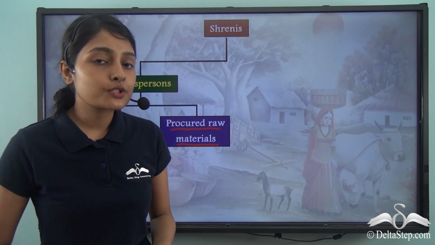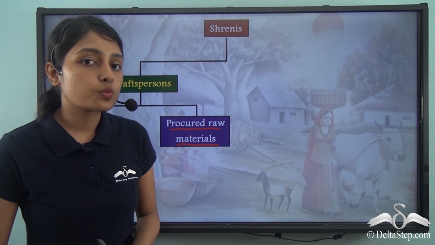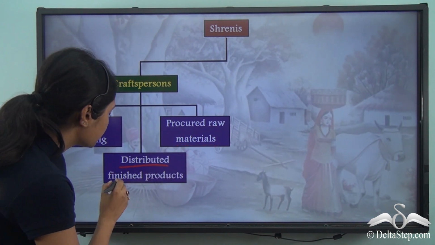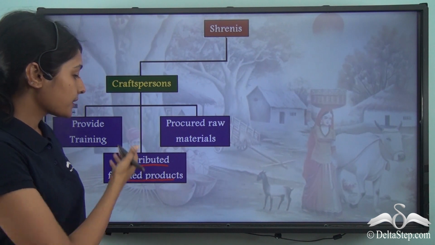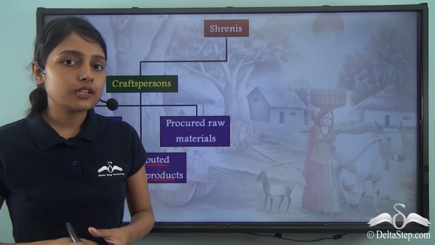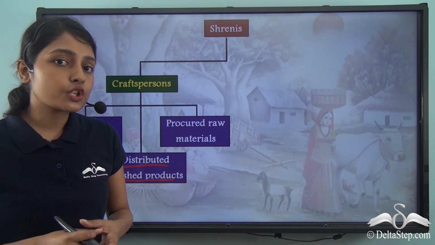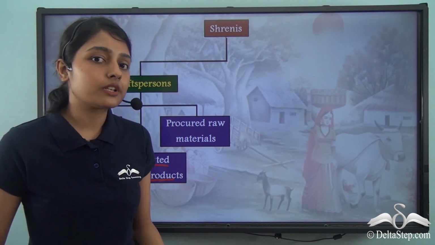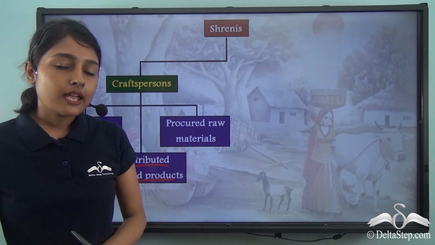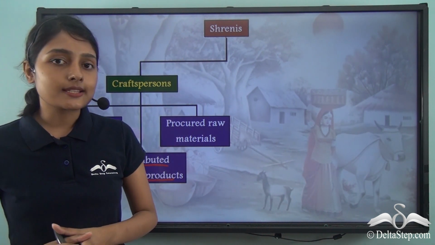And next we come to another function of the shrenis of the craftspersons, which was to distribute the finished products. Because after the craftspersons got these raw materials, they produced their goods. And these finished goods had to be distributed in the market so as to sell these products. Now, this thing was also taken care of by the shrenis.